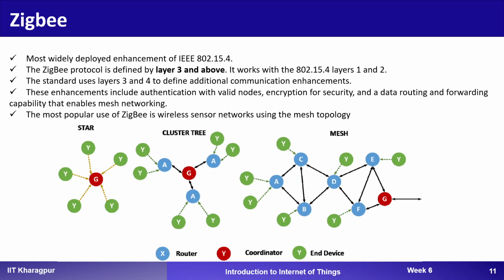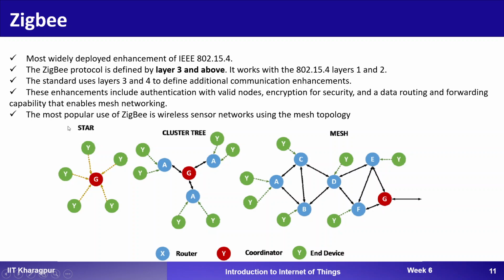Next one is your Zigbee. Zigbee is a communication protocol which is most widely deployed enhancement of your IEEE 802.15.4. It is a layer 3 and above protocol which works with your 802.15.4 layer 1 and layer 2. The standard uses layer 3 and layer 4 to define additional communication enhancement. Further, these are the different types of topologies that your Zigbee supports. First one is your star topology, second one is your cluster tree topology, and third one is your mesh topology.